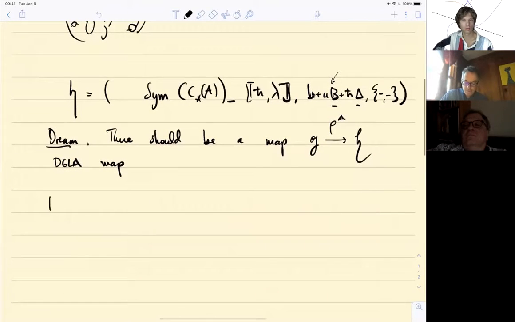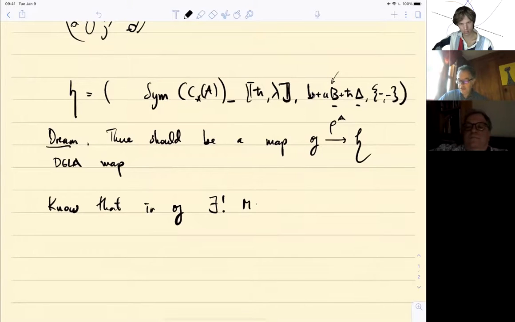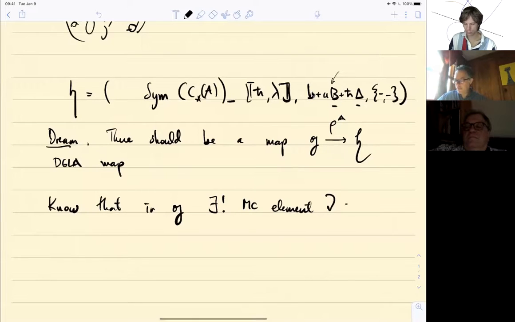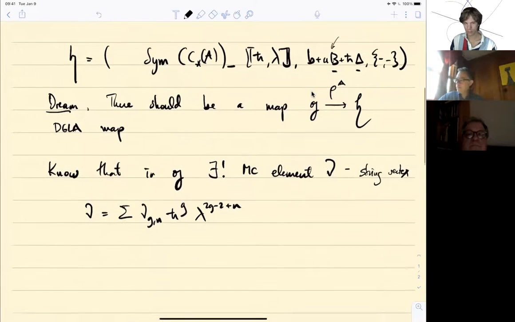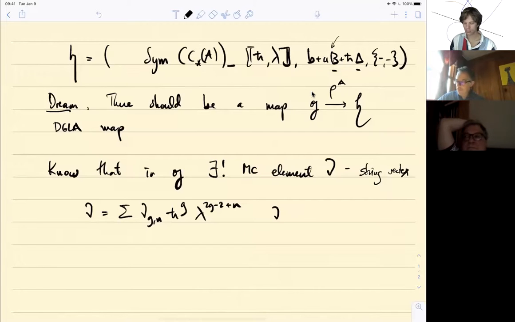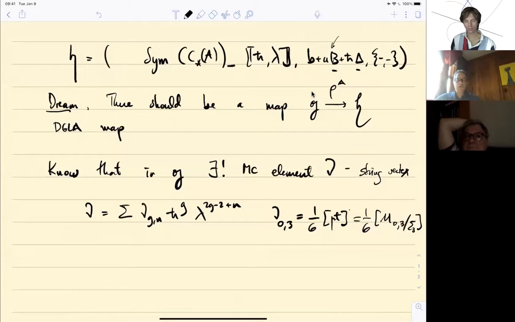Now, moreover, we know that in G, there exists a unique Maurer-Cartan element, which we called V, the string vertex. And this V, when written in components, looks like V_{g,n}, h bar to the g, lambda to the 2g minus 2 plus n. And the only condition I put on this V is that its V_{0,3} must be something like 1/6 times the class of a point, where this point is the fundamental class of M_{0,3} mod sigma 3. And the reason for the 1/6 is exactly because we're quotienting out by sigma 3. So that has 6 elements.